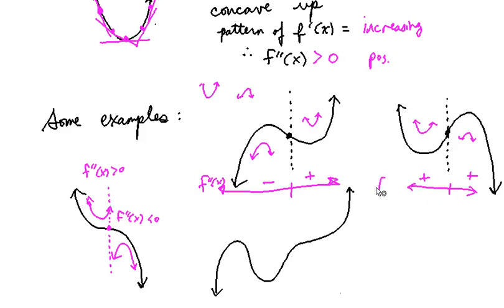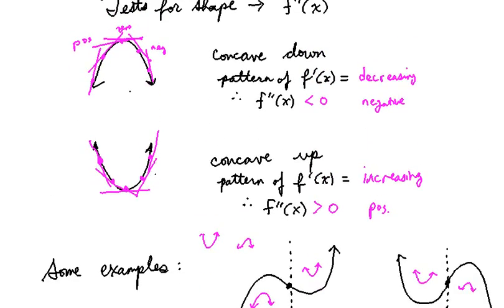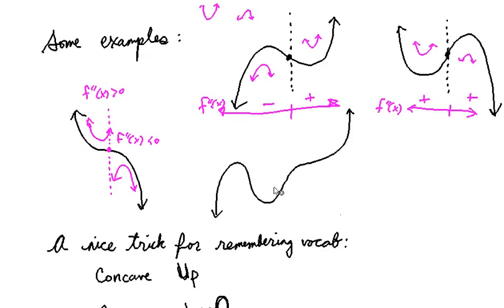We're looking at just the sign diagram of f double prime of x, right? And how do I know this? Because of the rule that we talked about up here. If it's concave down, f double prime is negative. If it's concave up, f double prime is positive. Okay, let's try to identify what's happening here. Here we have concave down. Here we have concave up.